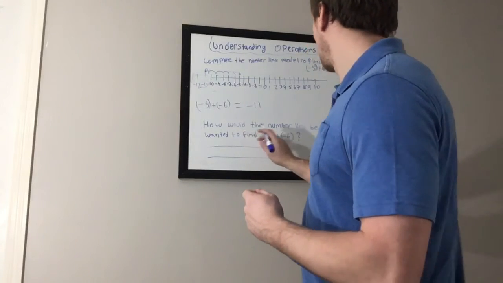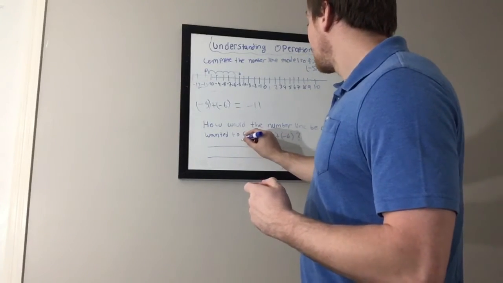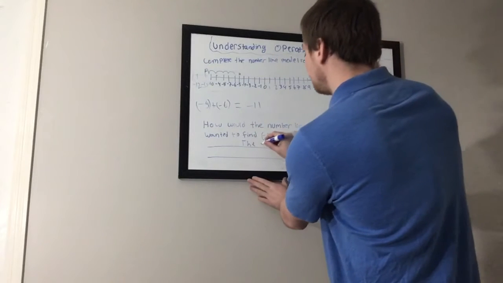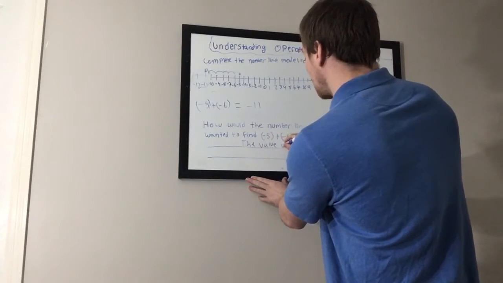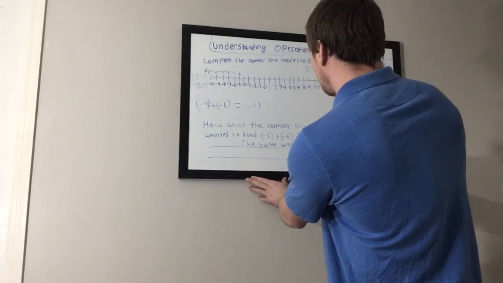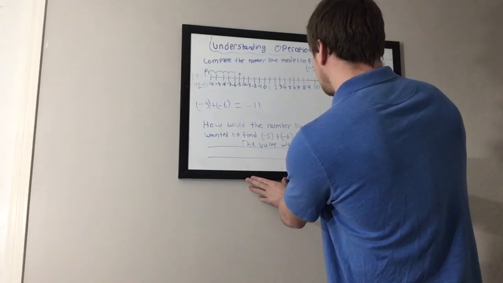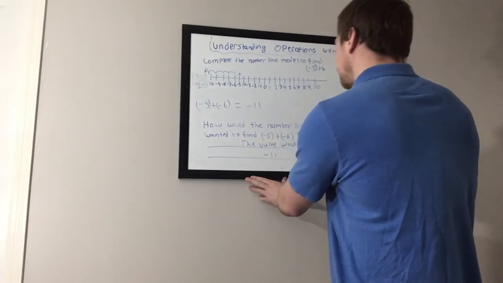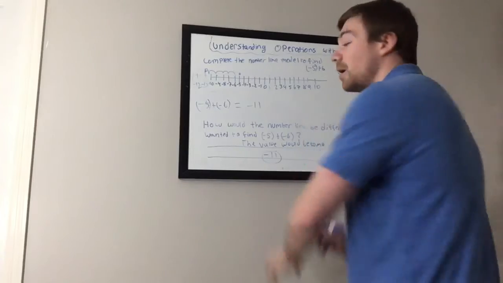So how would it be different? The value would become negative 11. Then you circle your answer.